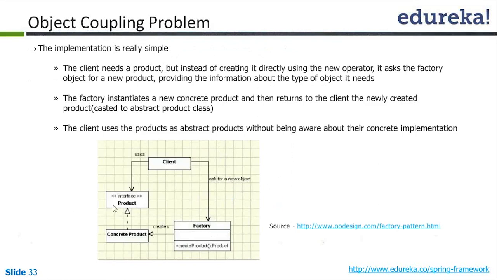If you see here, I have a product, which is an interface, and it has a concrete product, that means an implementation of it. Next, the client uses the product and asks for a new object. When the client passes some information to a method called createProduct, here assume a string, based on this string the factory decides which concrete product it has to create. That will be determined by the input provided by the user. So the creation of this concrete product is abstracted away from the client, and it is taken care of in the factory. This is what we call the factory pattern. You can go through this URL to know more about the factory pattern.